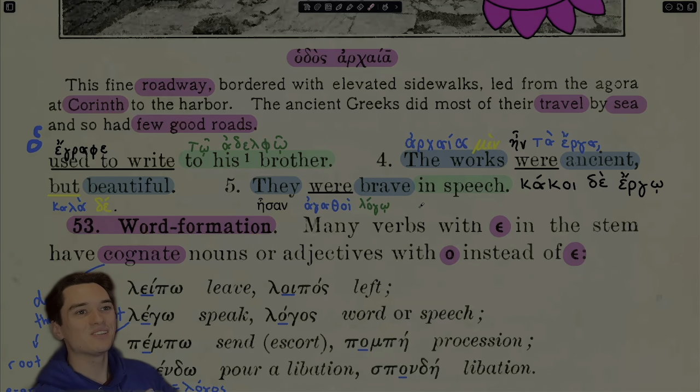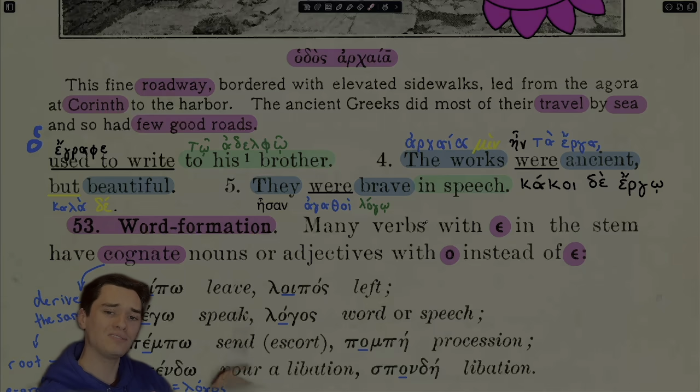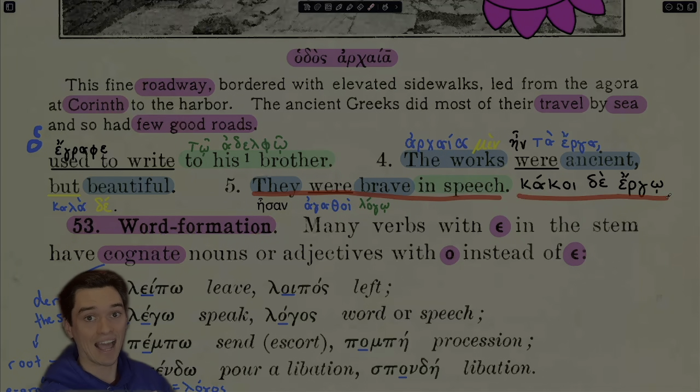Lagoi. I like this example because it gives you a very good insight into ancient Greek thought, but it only gives you half of it for some reason. In a lot of ancient Greek texts and ancient Greek thought, there's this very big concern about people being brave in speech, but bad in their actions.